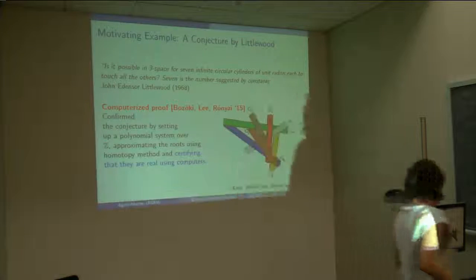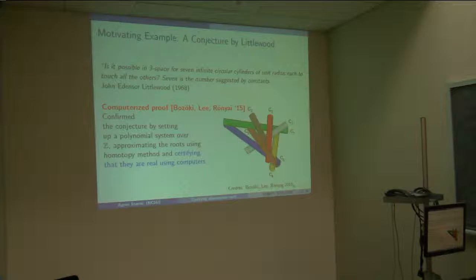And what they did is the following. They set up a polynomial system over Z. It was a square system, and they used a homotopy method to find all roots. There were millions of roots. They had to follow paths for weeks to get all the roots, and there were a lot of roots.